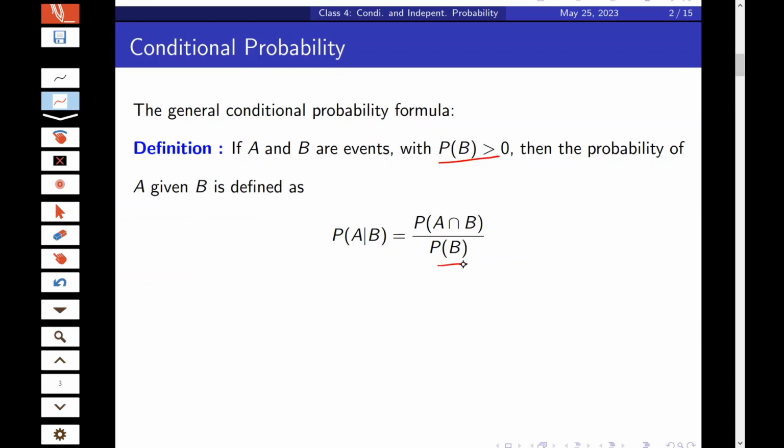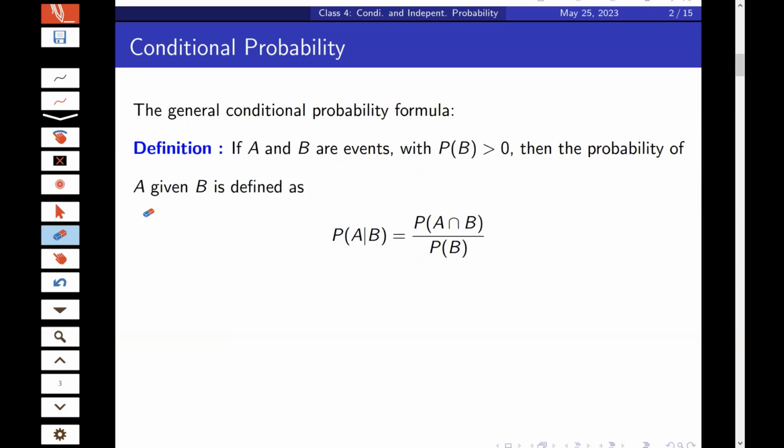The reason is here P(B) is in the denominator. So P(B) should be strictly greater than 0. Okay, so that's the condition. That's another assumption, or the condition we should satisfy to define the conditional probability concept.